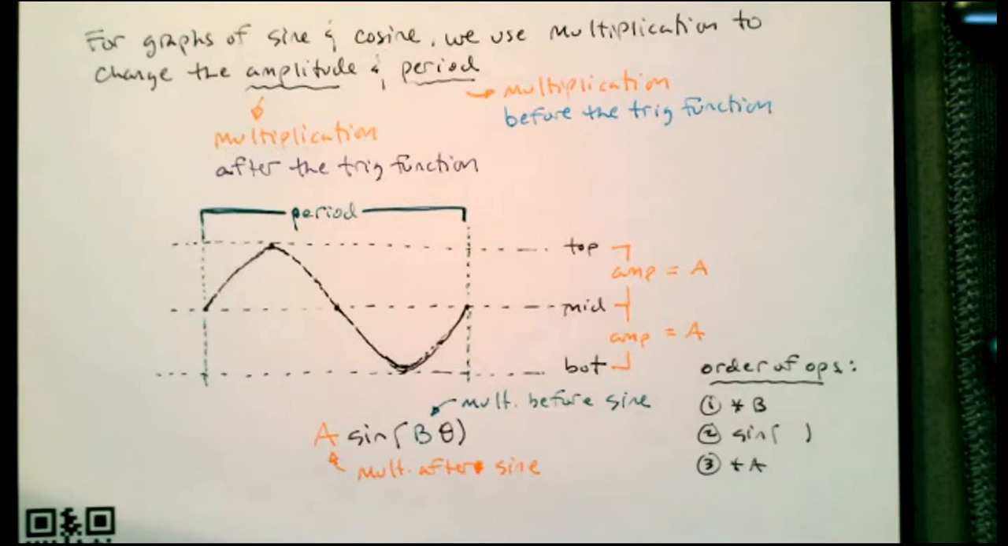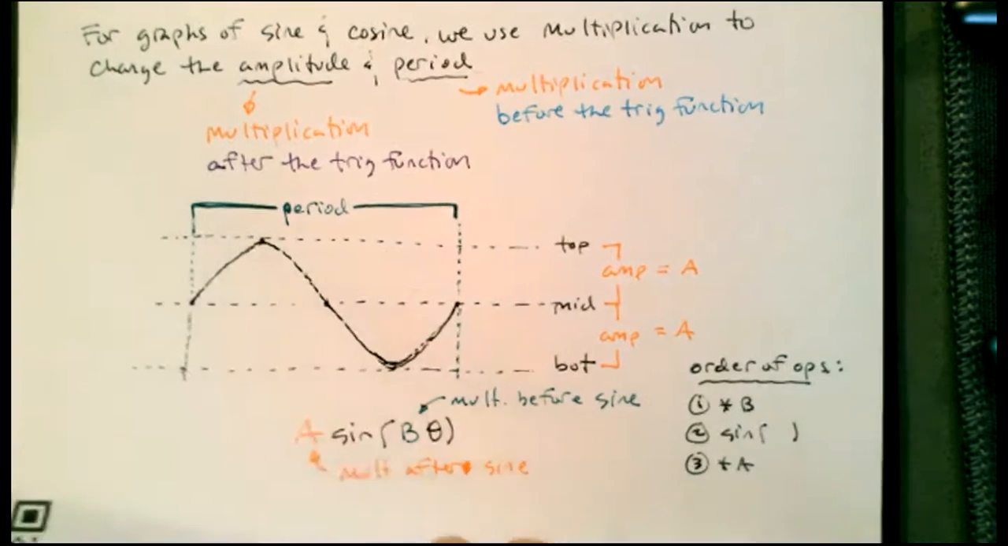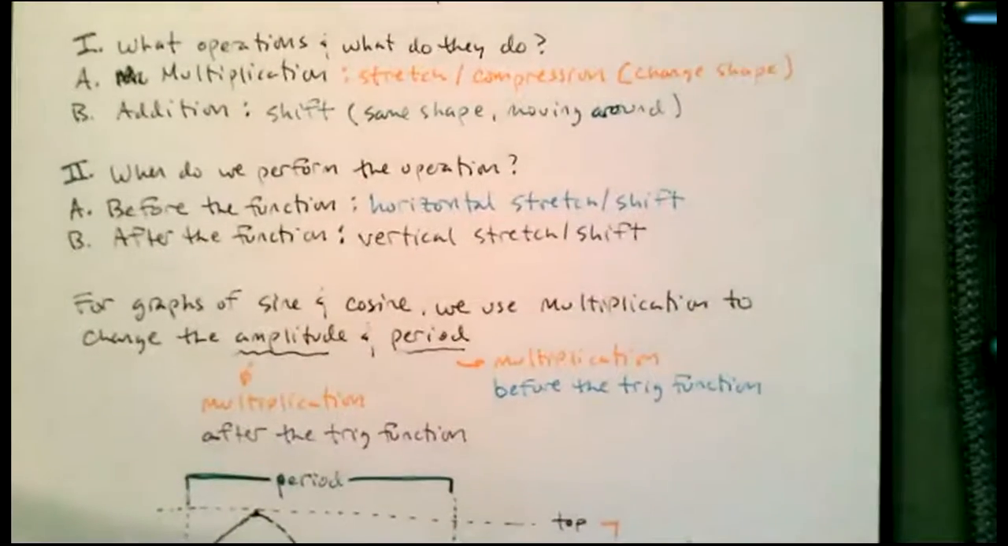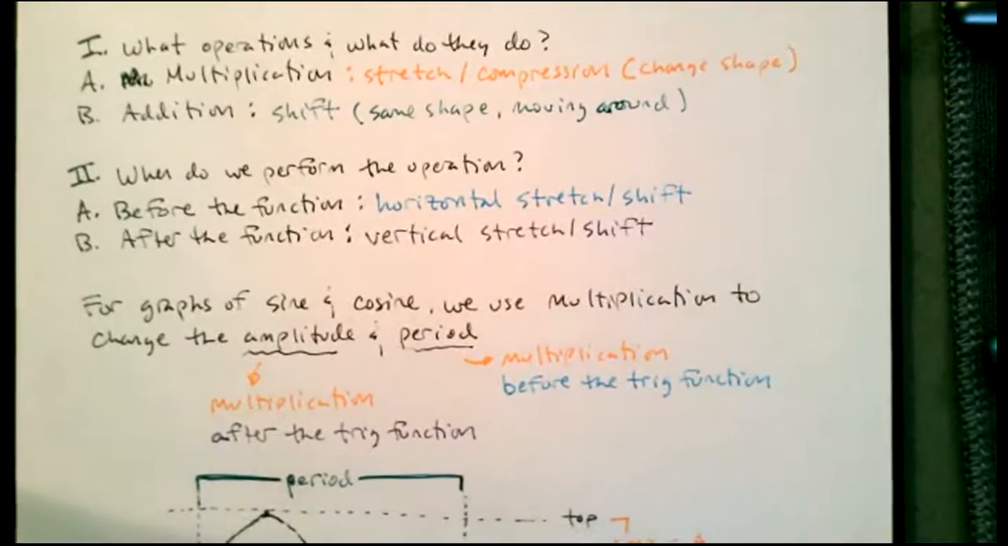So the examples that we want to grab today, we're going to switch over to the old Desmos. The examples we want to look at today are the effect of addition before and after. So addition is going to perform a shift. We're going to see the same shape, but it's going to move around.